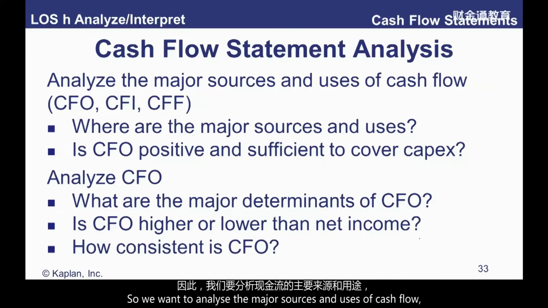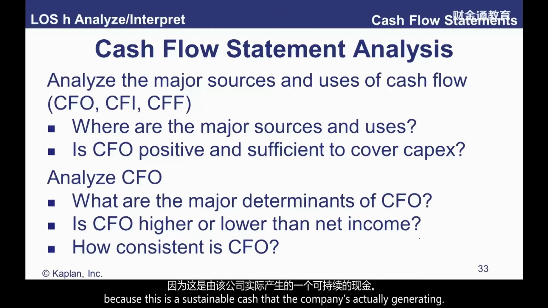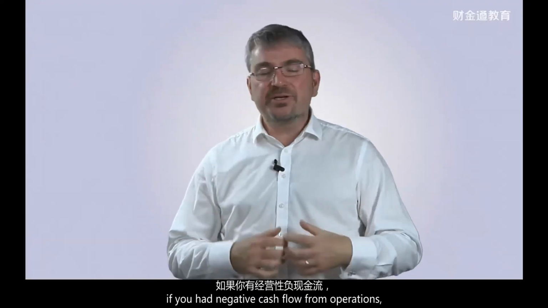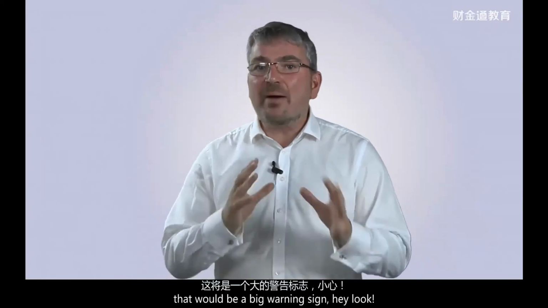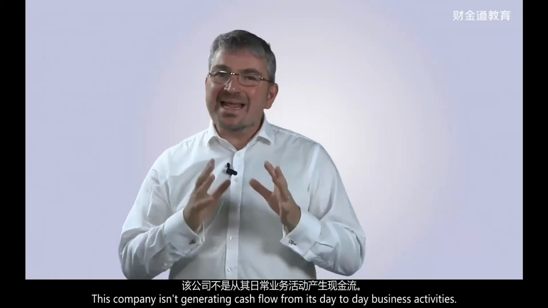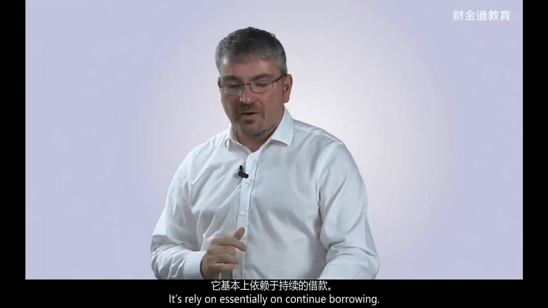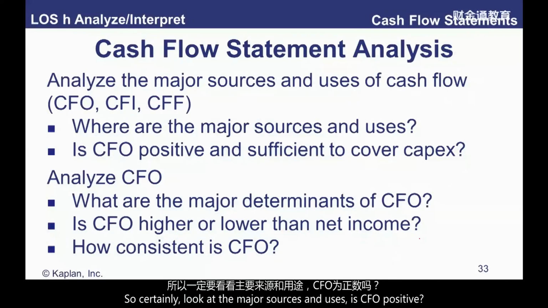So we want to analyse the major sources and uses of cash flow. In particular, as I said, CFO being the most important, because this is a sustainable cash that the company is actually generating from its core business activities. So look at the major sources and uses. If you had negative cash flow from operations, but positive cash flow from financing, keeping cash overall positive, that would be a big warning sign. Hey, look, this company isn't generating cash flows from its day-to-day activities. It's reliant, essentially, on continuing borrowing. So certainly, look at the major sources and uses.